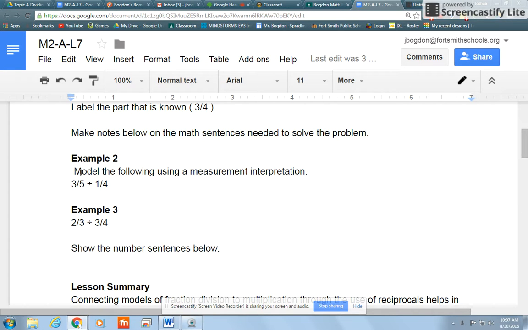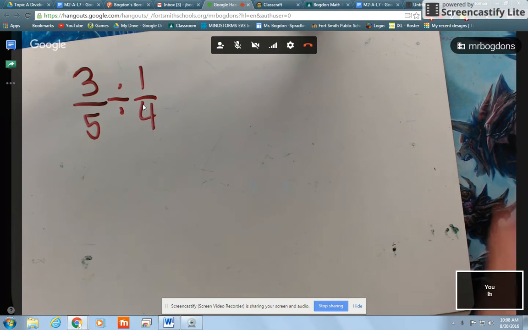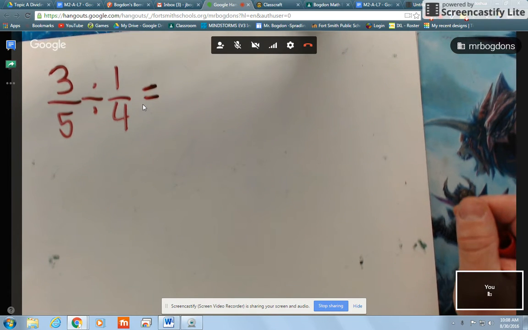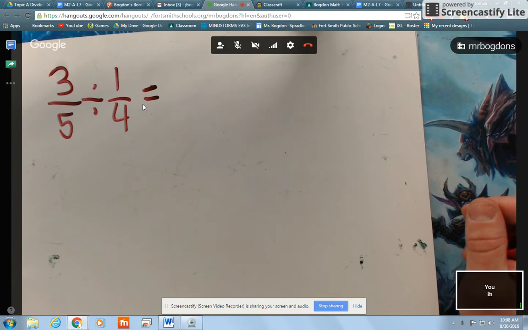Example 2, model the following using a measurement interpretation. 3/5 divided by 1/4. So what have I strongly encouraged you guys to do? Because I figured out that modeling is tough for you guys. What can we do first, and then we can use the model to support our answer? Okay. So we're going to go ahead and do the math first, and then we're going to try to come back and use the model to support our findings.